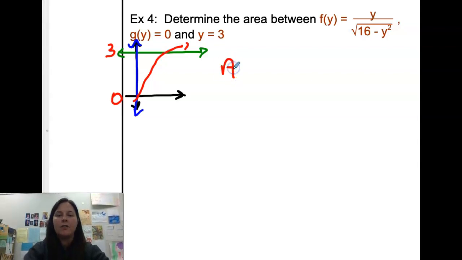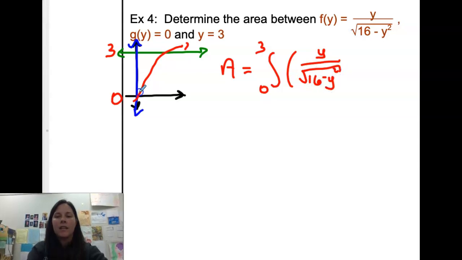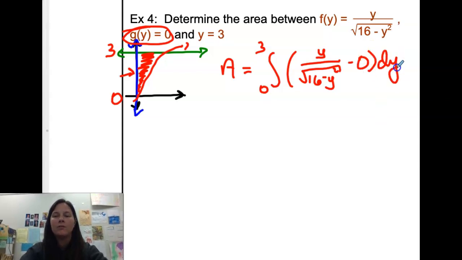Setting up the area under our curve. We're going along the y-axis. The curves intersected at 0 and 3. The function that is furthest from the y-axis is the red function, or our y over the square root of 16 minus y squared. Now remember, we are finding the area of this region here going along the y-axis because that was one of the equations we were given is x equals 0. So that curve closer to the y-axis was x equals 0.